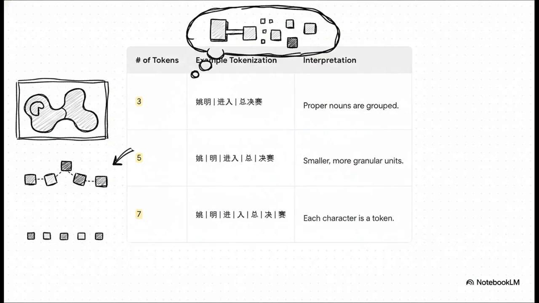And you can really see the problem right here. This same sentence can be logically split up in a bunch of different ways. We could group the proper nouns together, which gives us 3 tokens. We could break it down into smaller, more granular pieces, which gives us 5 tokens. Or we could just treat every single character as its own token, giving us 7. Each choice creates a completely different numerical starting point for our analysis.